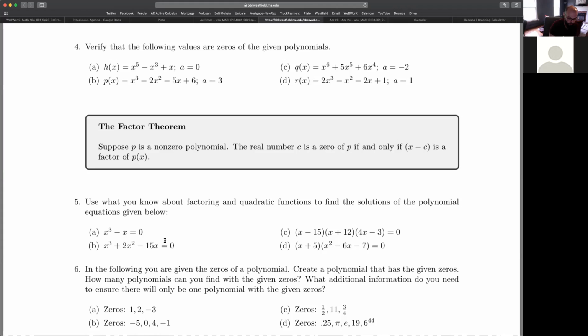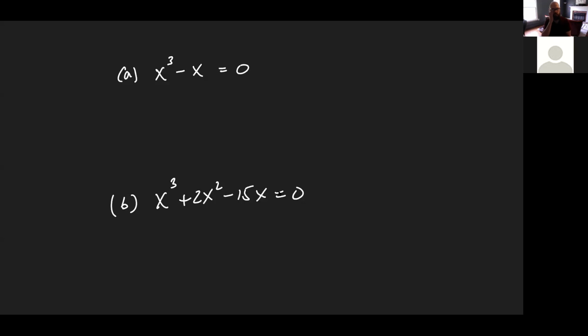Okay, so let's try a couple of these out together before we're out of time here. I'll copy down the first two, and then we can think through them together. We'll jump over to the blackboard. If I wanted to solve these, effectively what it amounts to is me trying to factor them.